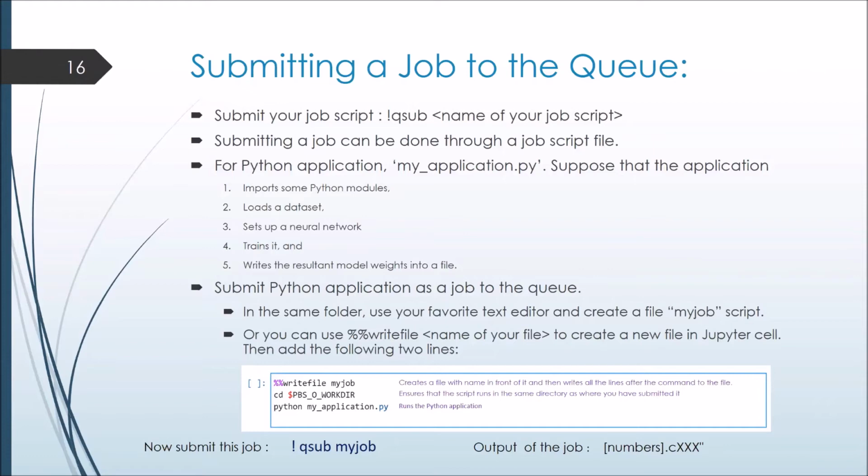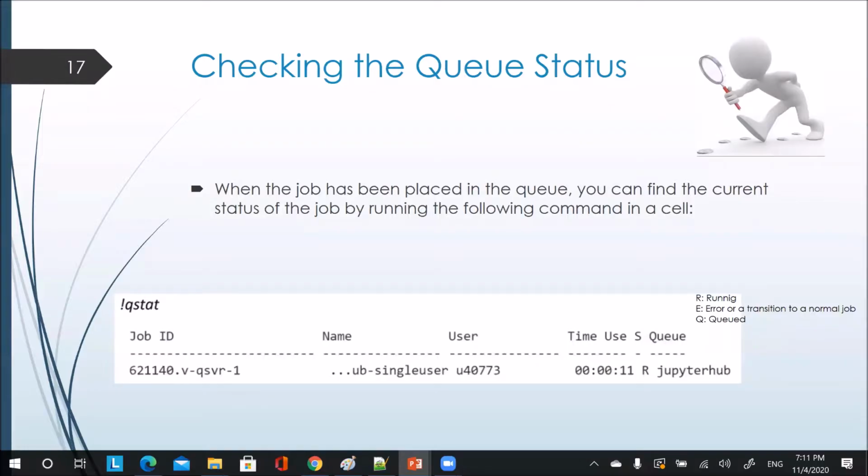In the same folder, use your favorite text editor and create a file, my JavaScript. Or you can use %%writefile, name of your file, to create a new file in a Jupyter cell, then add the following 2 lines. To check the status of your job, you can use the exclamation mark qstat command, in which R means running, E means error or a transition to a normal job, Q means queued.